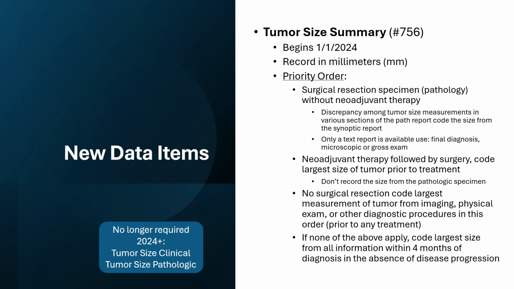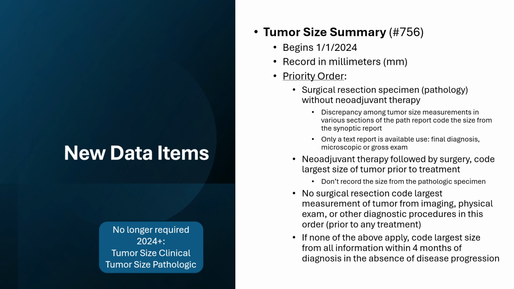The surgical resection specimen or path report, when the patient has no neoadjuvant therapy, is taken as priority. If there is a discrepancy among the tumor size measurements in various sections of the path report, code the size from the synoptic report. If only a text report is available, then use the final diagnosis, then microscopic or gross exam. If neoadjuvant therapy is performed and it's followed by surgery, code the largest size of the tumor prior to treatment beginning. Do not record the size from the pathologic specimen.